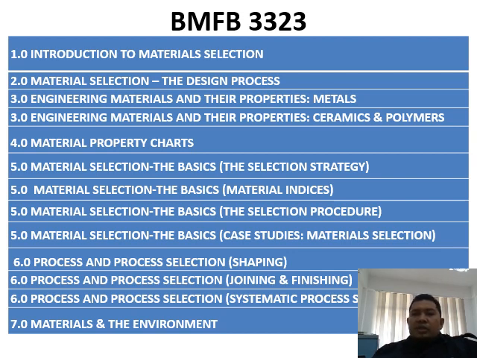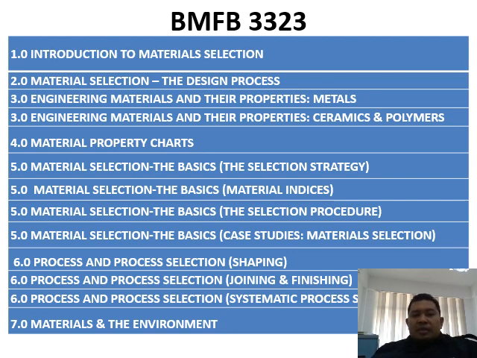For the selection procedure, the obvious one is ranking, and then you can have a knockout. Knockout means that you knock out all those materials which don't comply with the design requirement. And then you have the case studies for material selection. This one case study will be in the assignment and so on.